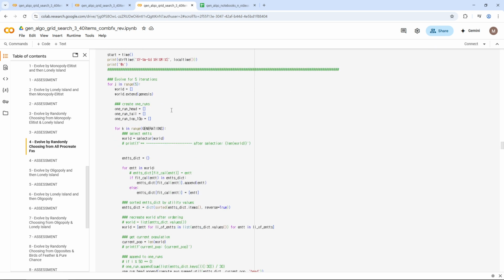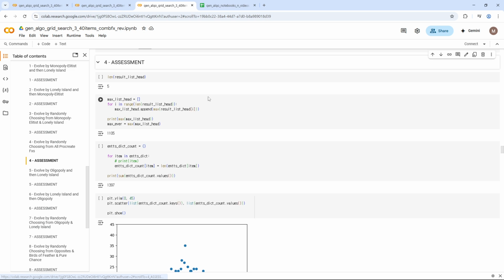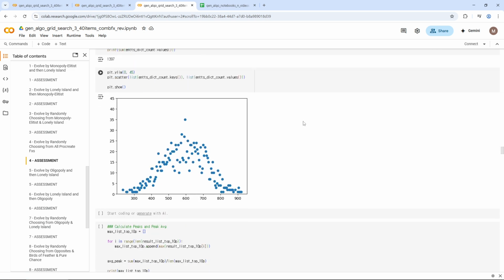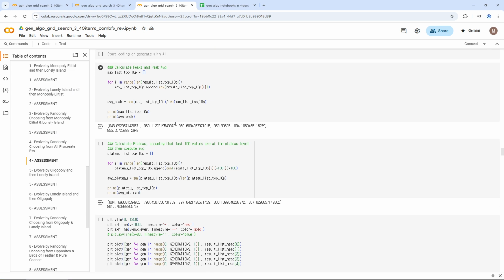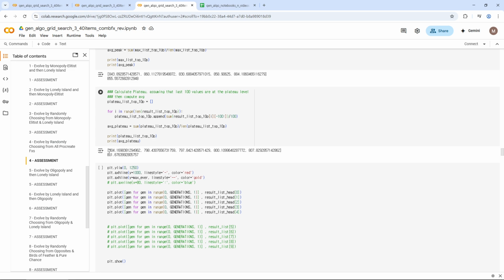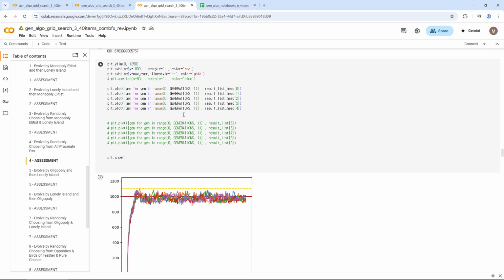So kind of similar, but we're choosing from all 10 procreate functions. And here's the distribution. The average peak is 855, so lower. The average peak here is just about the same as the average plateau level of these 2 previous ones. And the average plateau in this case is 801.